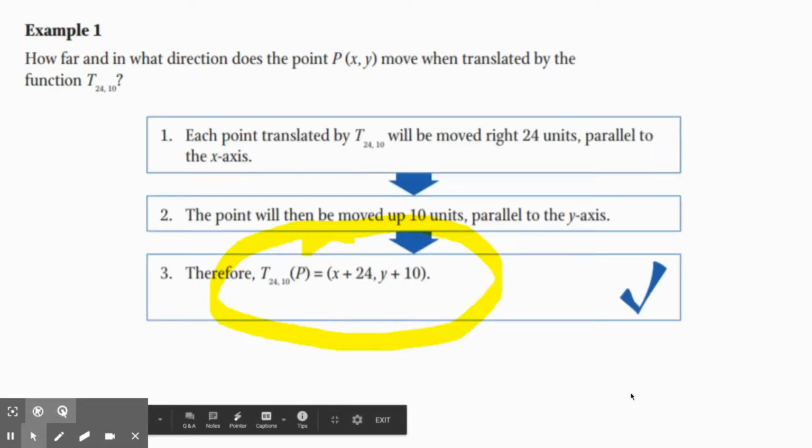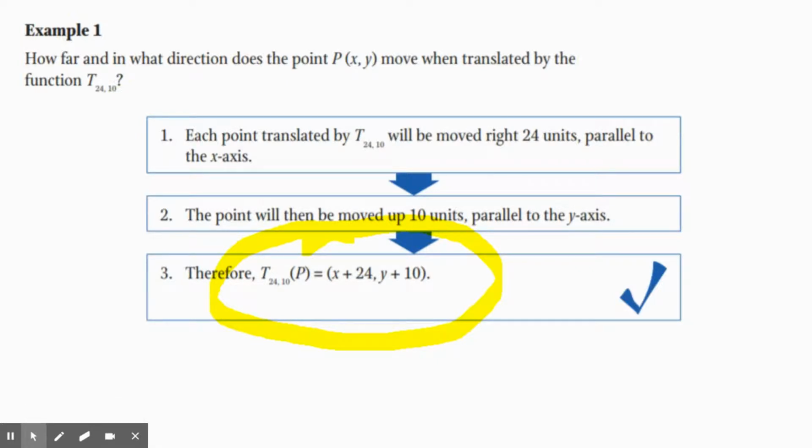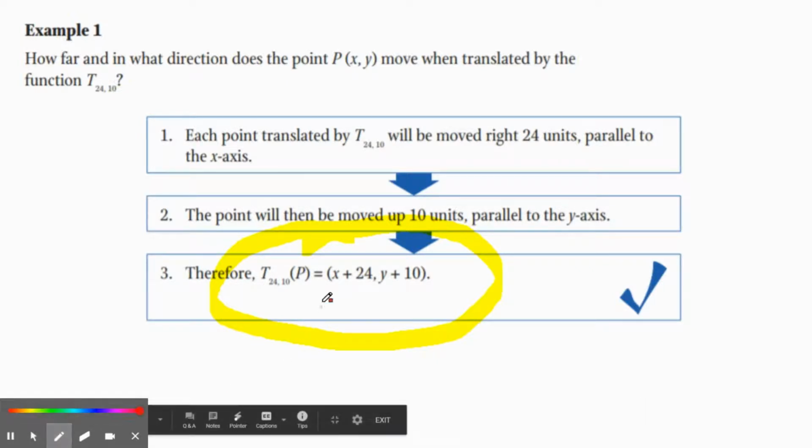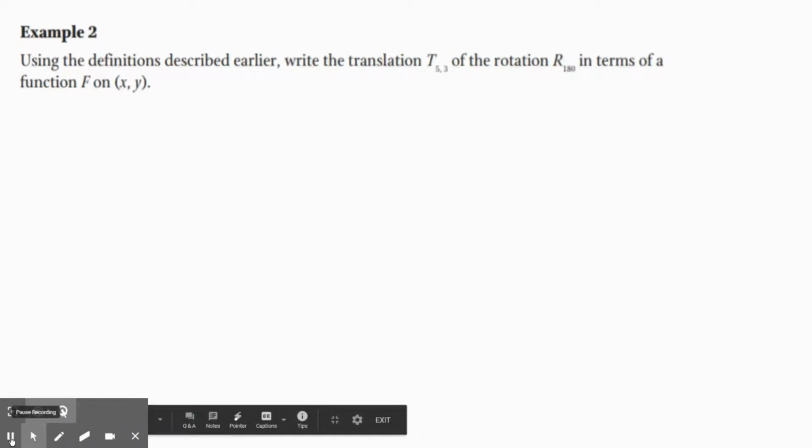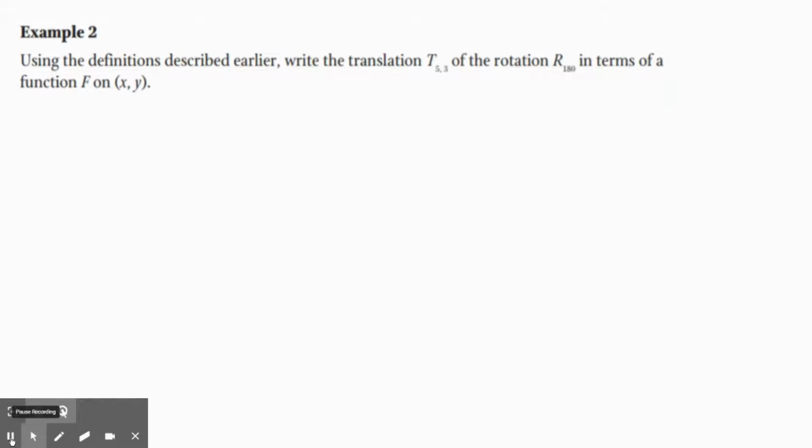Remember, that's going to be adding 24 to the x value, adding 10 to the y value. So its official transformation is right here, (x + 24, y + 10) inside the parentheses. So if you had a point (x, y), that's where it would end up. Example 2, using the definitions described earlier, write the translation T(5, 3) of the rotation R180 in terms of a function f on (x, y).